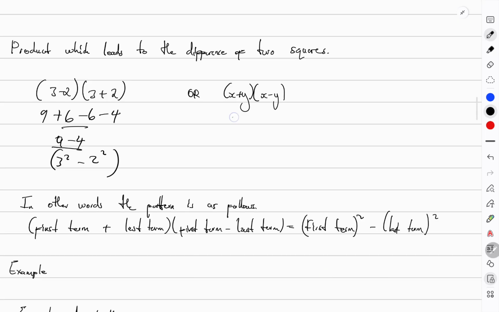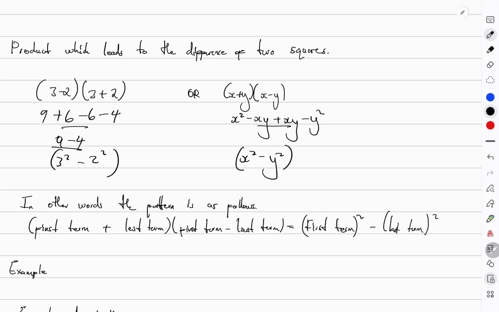x times x is going to give us x squared. x times negative y will give us negative xy. Positive y times x will give us positive xy. y times negative y will give us negative y squared. These two are like terms. Therefore, I have x squared minus y squared. So this is what it means.